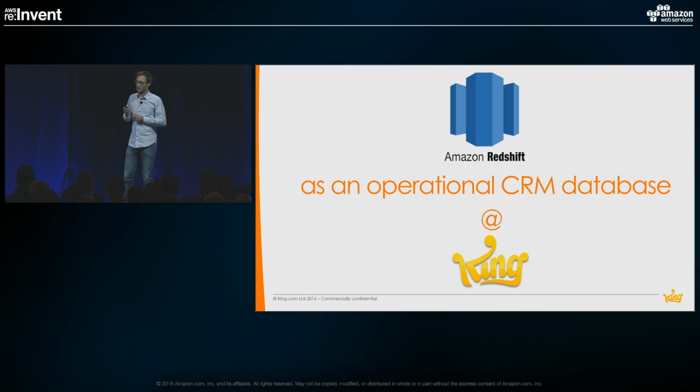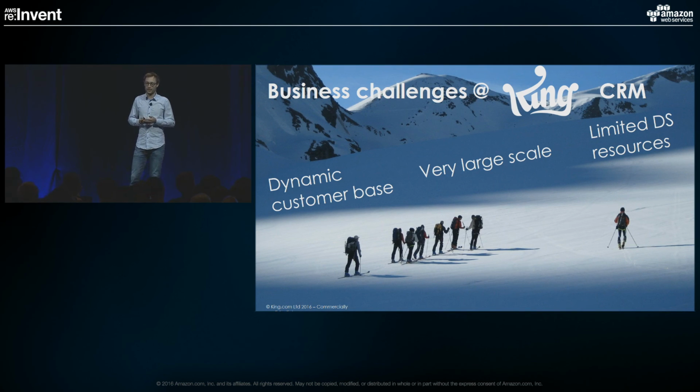What I'd like to do today is go into more detail on what we're actually doing at King. The title is Amazon Redshift as an operational CRM database at King. The key here is the operational piece, because I believe we're using Redshift quite differently from a standard data warehouse operation. We're using it to power our marketing system, which is constantly sending messages and engaging our clients. But let's go into the business challenges first.